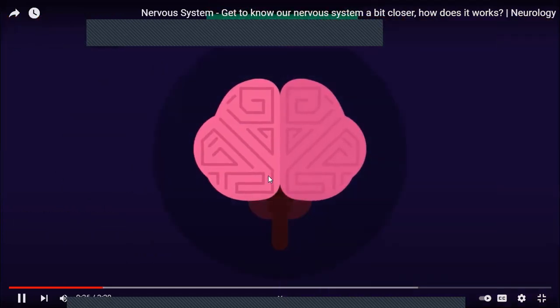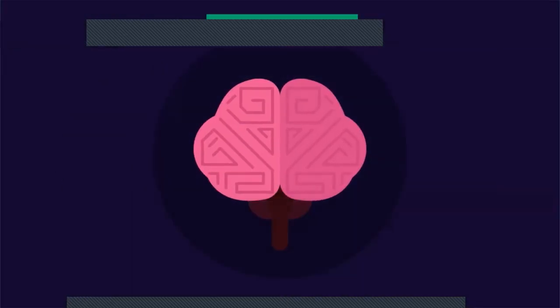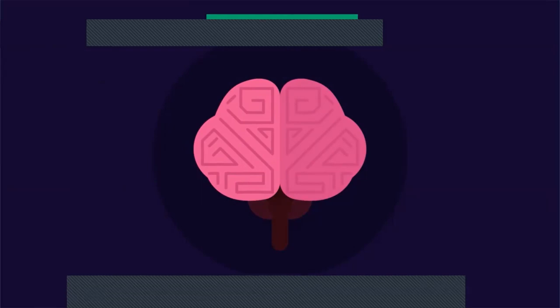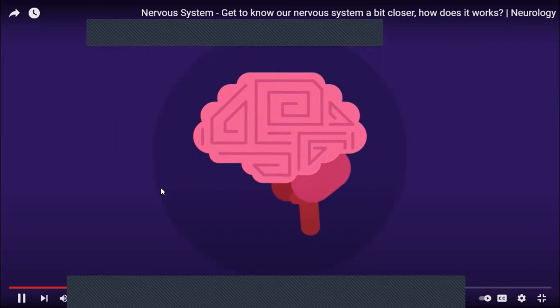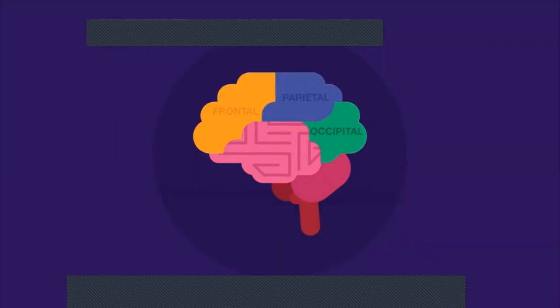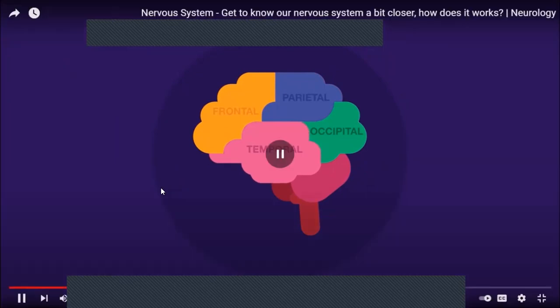Cerebrum is the largest part of brain, which can be further divided into right and left halves, called hemisphere. Each cerebral hemisphere has 4 lobes, namely frontal lobe, parietal lobe, occipital lobe, and temporal lobe.